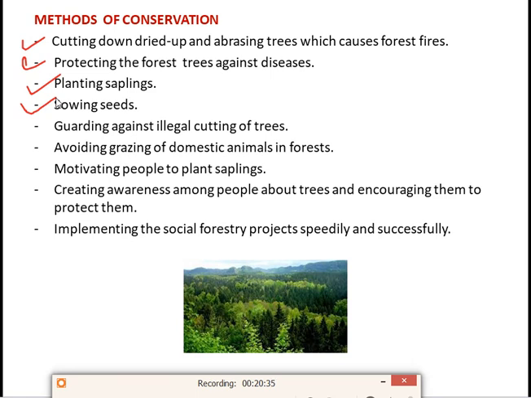Guarding against illegal cutting of trees. Sometimes people will cut down the trees for their benefit, so we have to protect the trees, so that they are not cut down for illegal purposes.